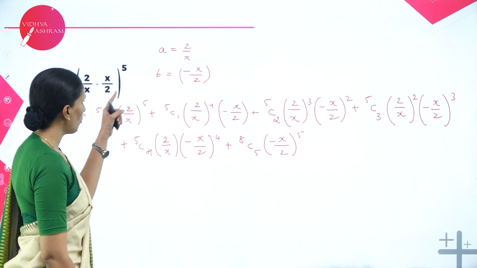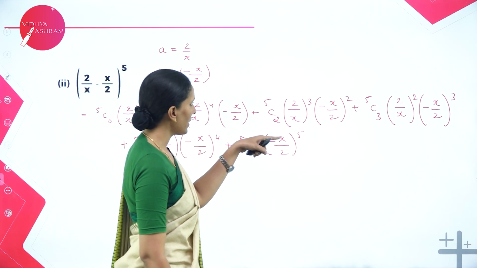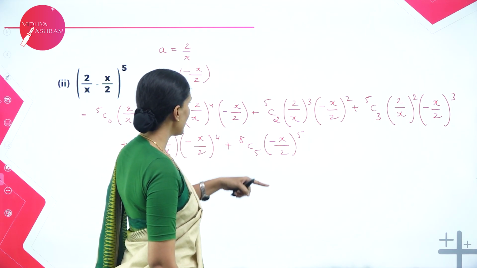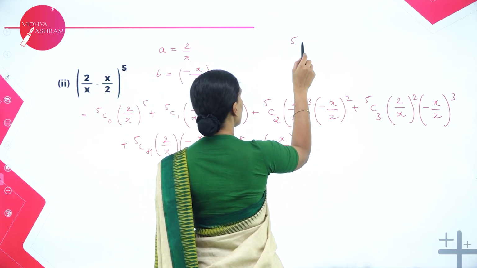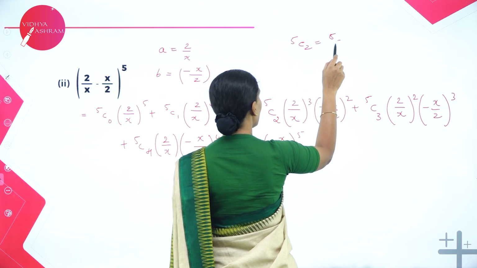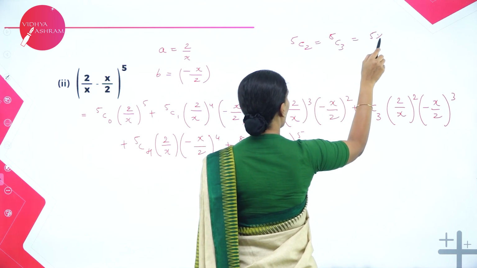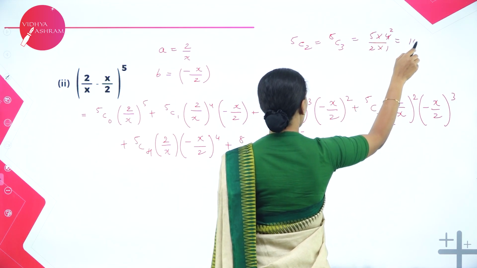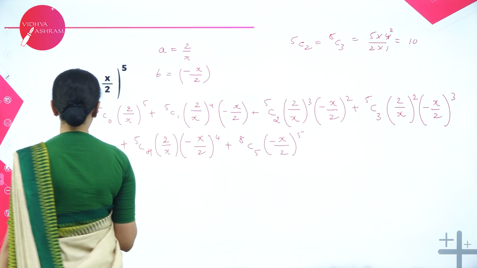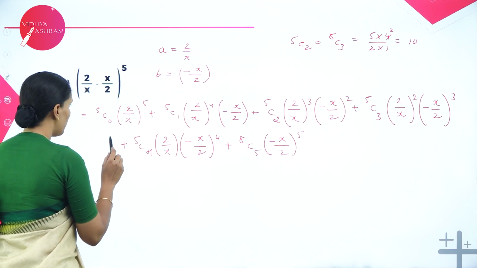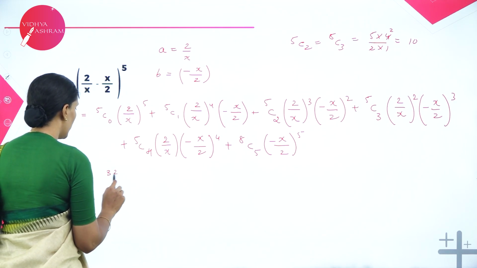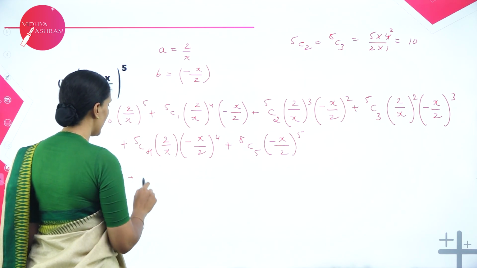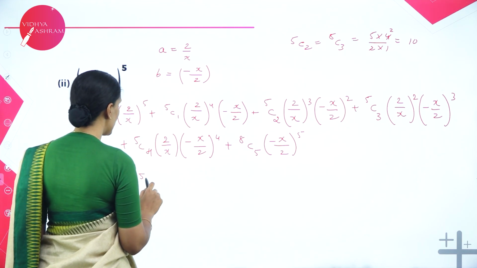So 5c0 is 1, 5c1 is 5. We'll calculate 5c2 and 5c3, which will be the same. 5c4 is 5. 5c5 is 1. So 5c2 is the same as 5c3, which is (5 into 4) by (2 into 1), so which is 10. Now we'll calculate here. 2 power 5 is 32 divided by x power 5. And 5c1 is 5. 2 power 4 is 16.